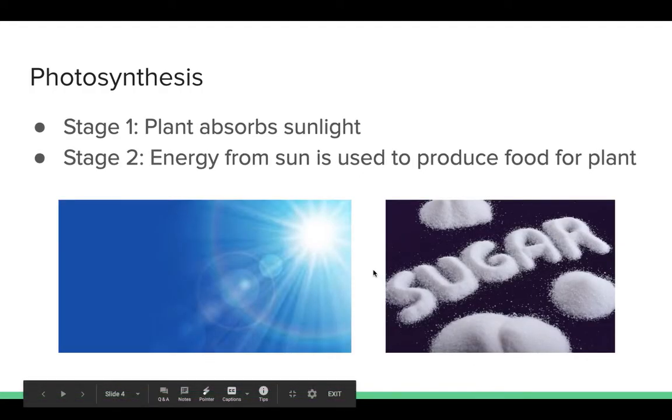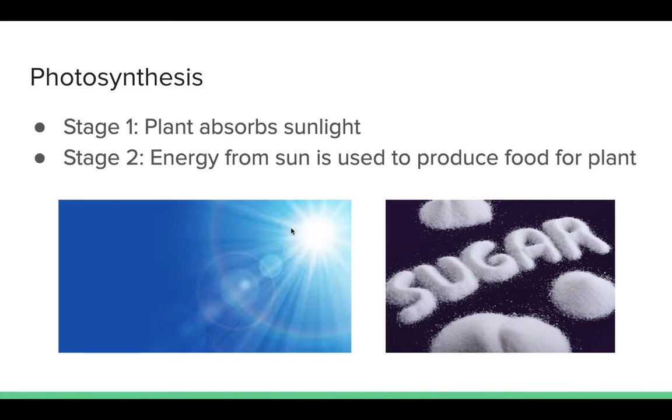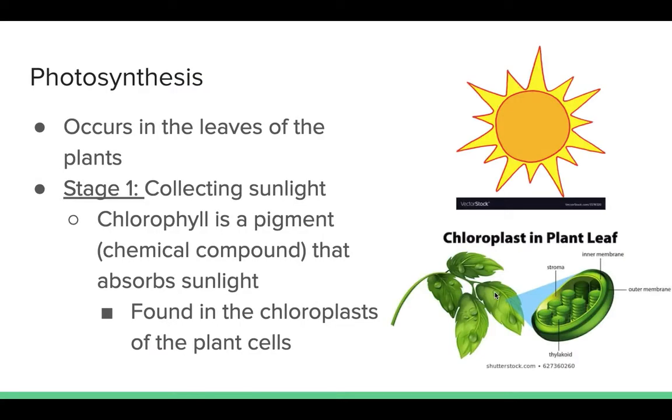So photosynthesis happens in a couple of stages. First, plants are going to absorb sunlight, and then they're going to use that sunlight energy to produce the sugar that they need. Let's take a look at step 1. It occurs in the leaves of the plants.